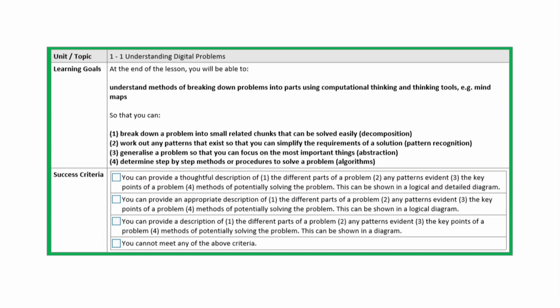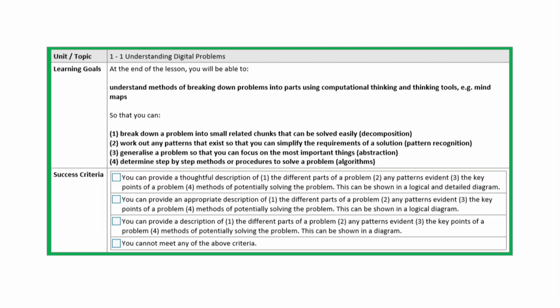And then we want to be able to eventually determine step-by-step methods or procedures to solve a problem, or an algorithm. And that's where we'll really get into the computational side of things, when we actually want to work out things one step at a time, because that's how computers think. They can just do one small operation at a time. And it's the sum of those small operations that actually helps us solve a problem.